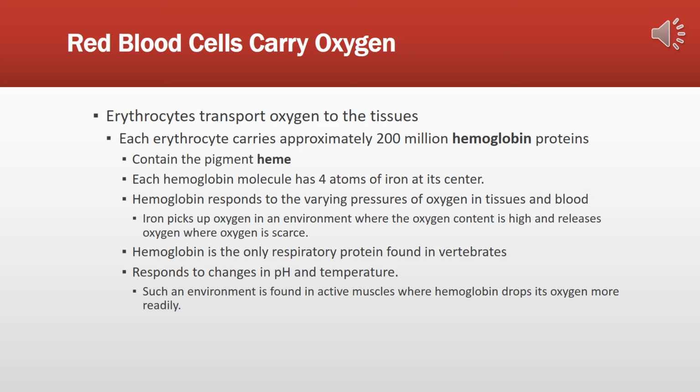Hemoglobin is also capable of responding to changes in pH and temperature. Such an environment where the pH is low but the temperature is high would be found, or is rather created, in active muscles when we exercise. And in these conditions, the iron of hemoglobin needs to drop the oxygen so it can be made readily available for the body tissues, because we're going through more oxygen when we exercise.